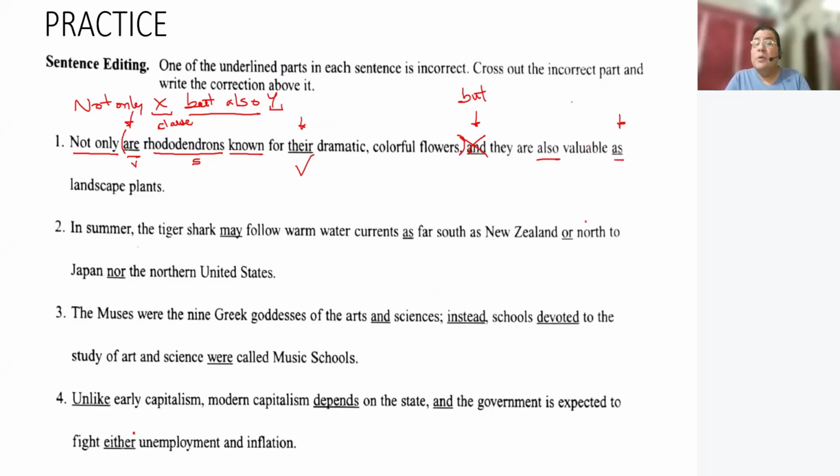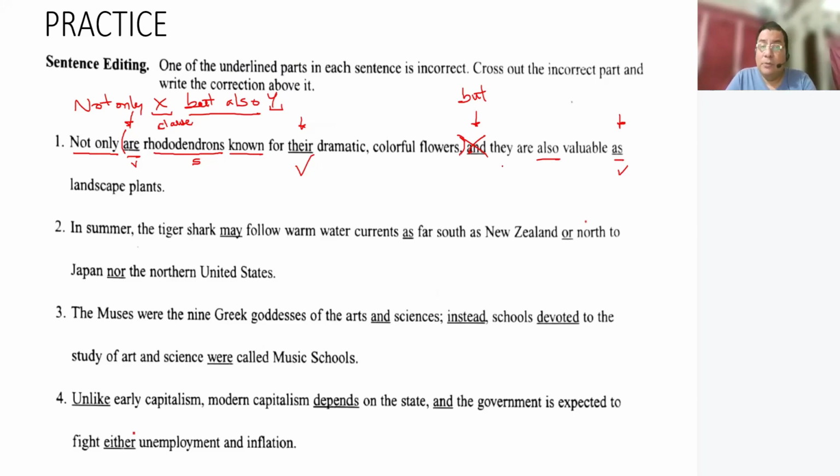Or using as to express a comparison of rhododendrons and landscape plants. They are valuable as landscape plants. So this is also appropriate here. We just confirmed that the incorrect part was and, and it should be replaced by but. So the correct sentence would be, not only are rhododendrons known for their dramatic, colorful flowers, but they're also valuable as landscape plants.